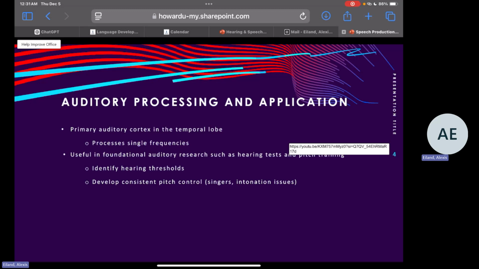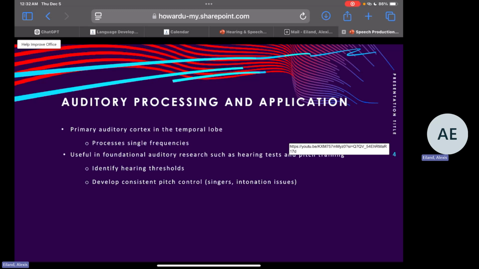Pure tones are useful in the foundation of auditory research, such as hearing tests and pitch training. With hearing tests, individual pure tones help identify hearing thresholds in individuals with hearing loss. And with pitch training, pure tones are used to develop consistent pitch control with singers and individuals with intonation issues.